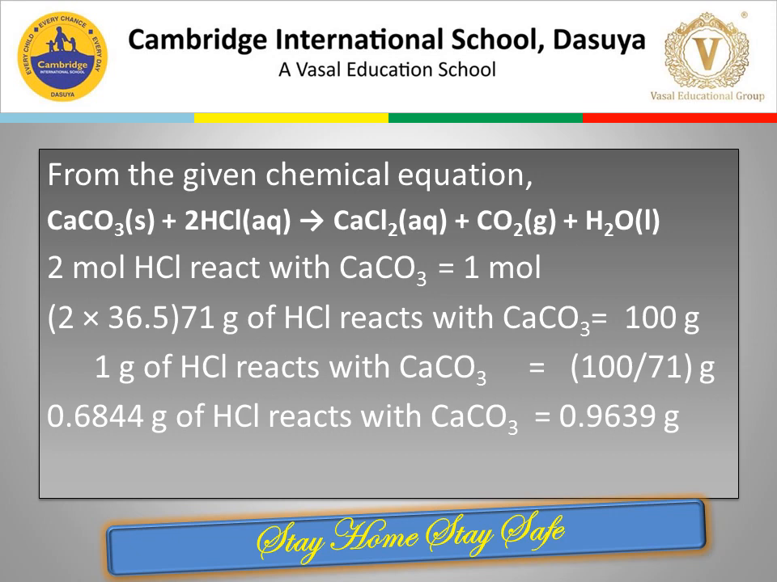Thus 0.6844 gram HCl reacts with 0.9639 gram of calcium carbonate. So 25 ml of 0.75 molar HCl requires 0.9639 gram of calcium carbonate to react with, and the weight of 25 ml of 0.75 molar HCl was 0.6844 gram.